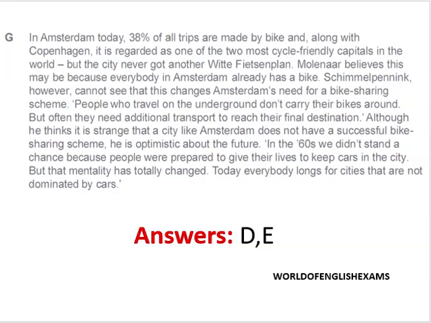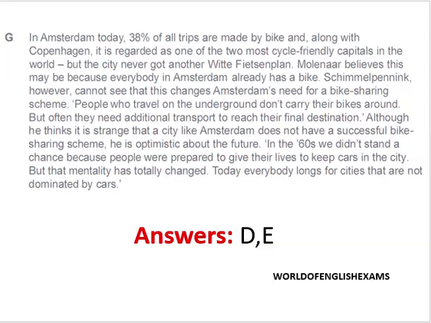In Amsterdam today, can you see that? Yes. So in Amsterdam today, okay, let's read. 38% of all the trips are made by bike. So obviously they are encouraging people to use bikes. So it has become a bike friendly city, and definitely because 38% of the trips are made by bike, the city is very welcoming towards cyclists, that is people who ride bikes. And along with Copenhagen, it is regarded as one of the 2 most cycle friendly capitals in the world. Again, it's telling that people in Amsterdam are now welcoming the culture of using bikes. Okay, so this is one idea that we got about what is happening in Amsterdam today.